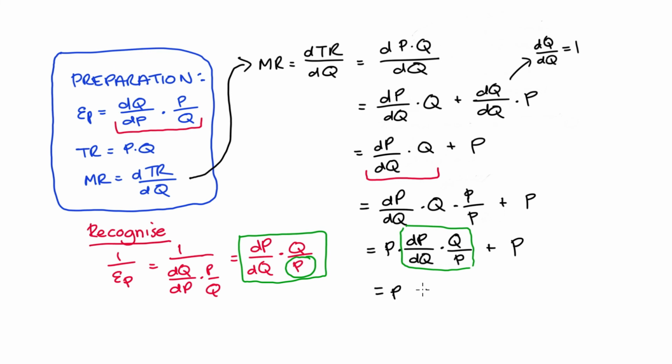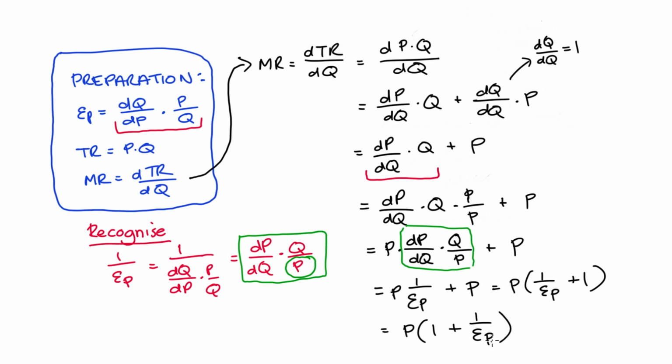I can rewrite this as price times 1 over the elasticity plus p, and I can also factor out p. So I get p times 1 over the elasticity plus 1, and we usually rewrite that as p times 1 plus 1 over the elasticity. The reason why we usually write it like that is because our elasticity is negative, and so when we evaluate the right hand side of the equation, it would be price times 1 minus some value. And that's it. That's how we get that relationship between marginal revenue and elasticity.